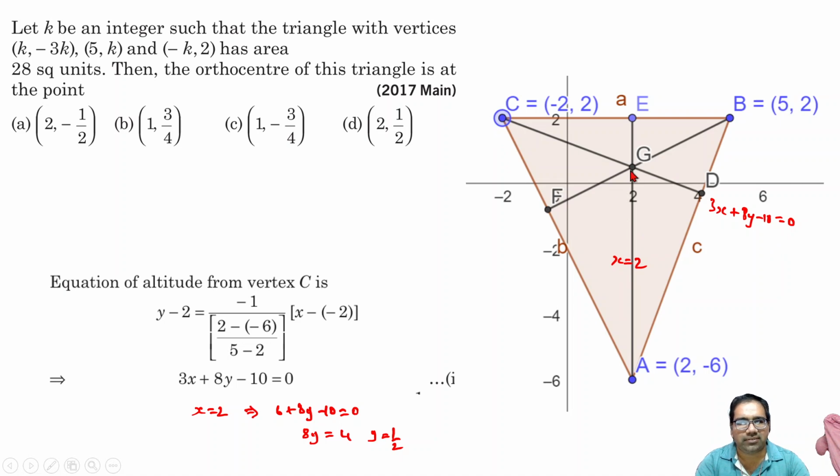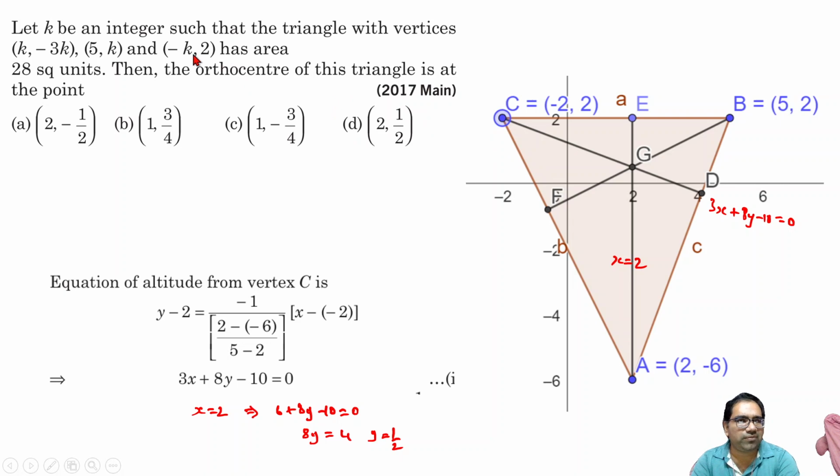We want this point, that is the orthocenter, because the orthocenter is the meeting point of altitudes. One altitude is this, another altitude is this: x equals 2 and 3x plus 8y minus 10 equals 0. If you just substitute x equals 2 here, 3 into 2 is 6, plus 8y minus 10 equals 0. So 8y should be equal to 4. So y should be equal to half. So x equals 2, y equals half, that is this point, (2, 1/2). So this is the correct answer. Right. The orthocenter of this triangle is (2, 1/2).